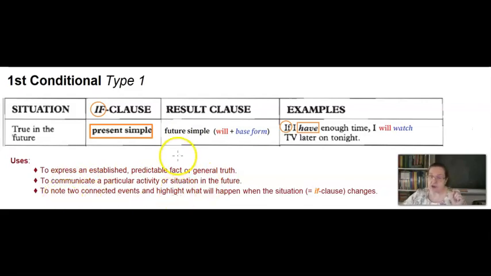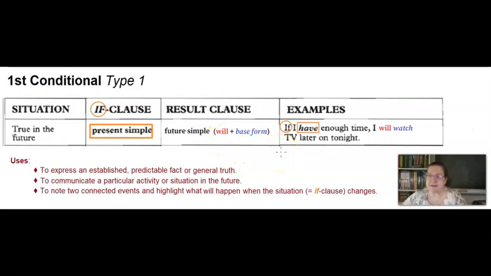Now, we're going to look at the two connected events. We're going to look at the condition and we're going to look at the result clause. In the condition, this is why it's called the first conditional, it's the truth part. So this is always the present simple. That does not change. But the result clause, unlike the conditional type 0, in this conditional, the type 1 conditional, we're using the future simple.